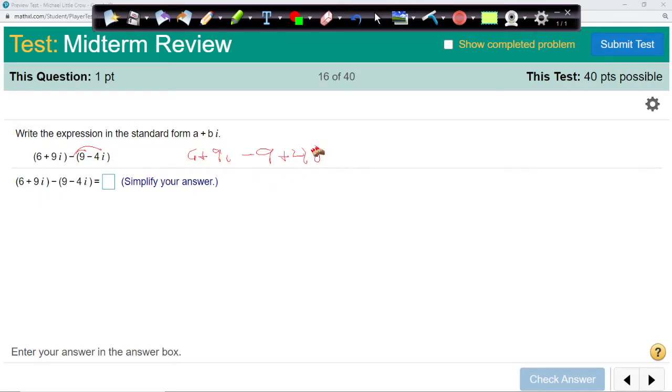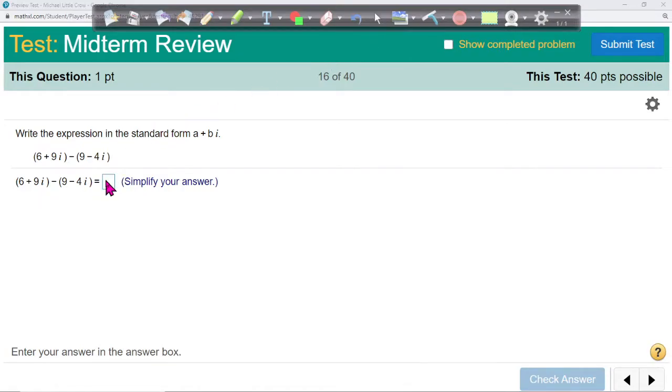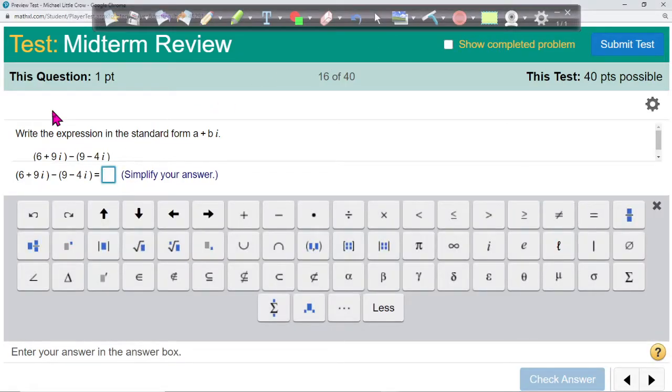And now we combine like terms. So the number parts are alike. 6 minus 9 gives us negative 3, and then 9 plus 4i gives us a plus 13i. So we're going to go ahead and put that in. Negative 3 plus 13i.